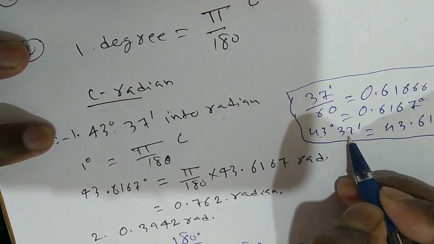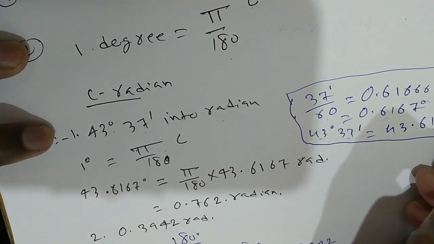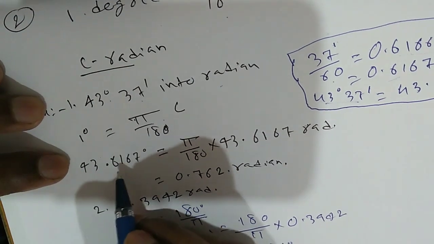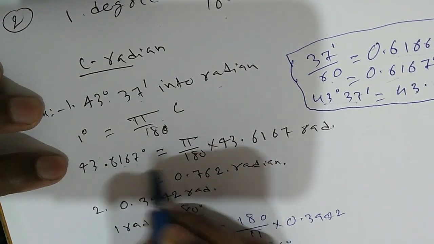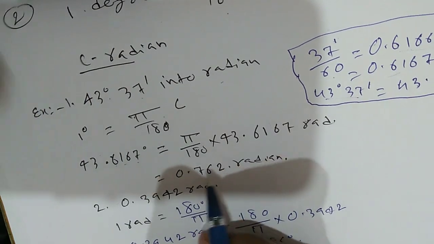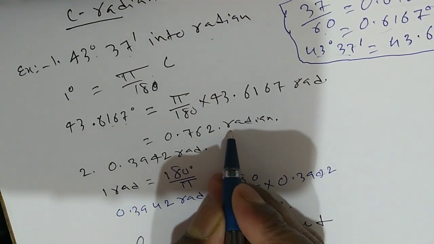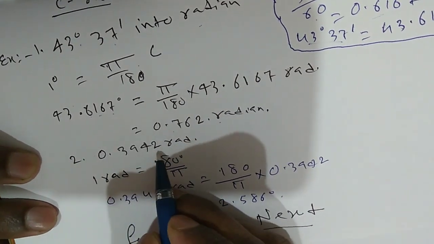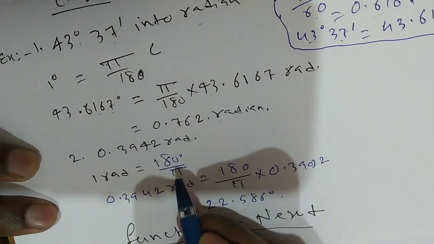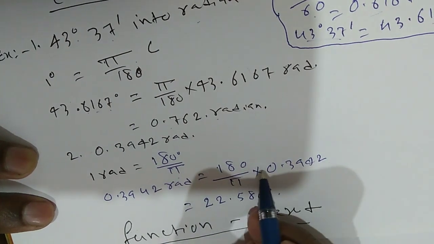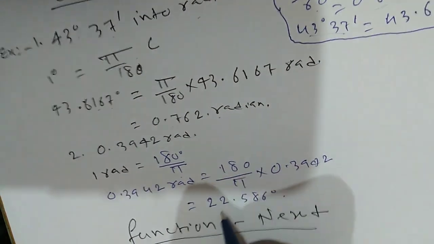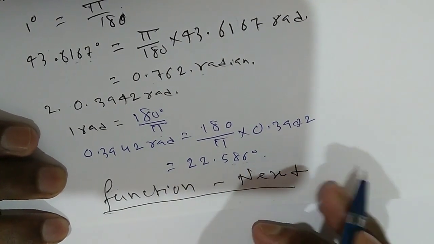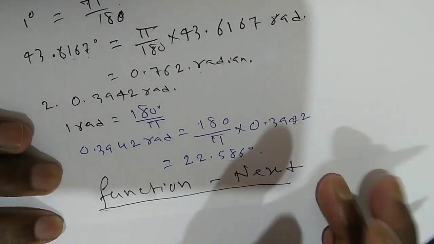This one is a degree. After adding, we got 43.6167 degrees, and after solving it, we got 0.762 radian. Now the next one is radian to degree, 0.3942 radian. It's very simple, multiply by 180 upon pi, we got 22.586 degree. Next part is function.